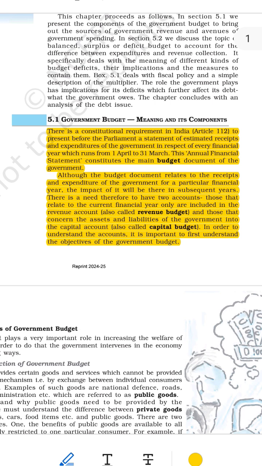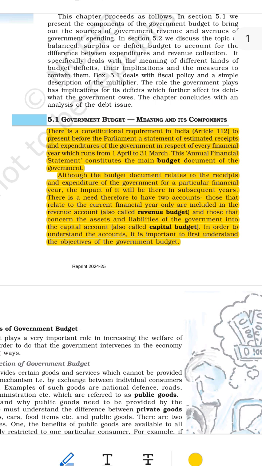Where does the government get money from? Taxes: income tax, GST and other taxes people and businesses pay. Example, when you buy a chocolate, GST is included in the price. Loans: if taxes are not enough, the government borrows money. This is like taking a loan from a bank when your salary isn't enough. Other income: selling government-owned land or companies, earning money from railways or government factories.